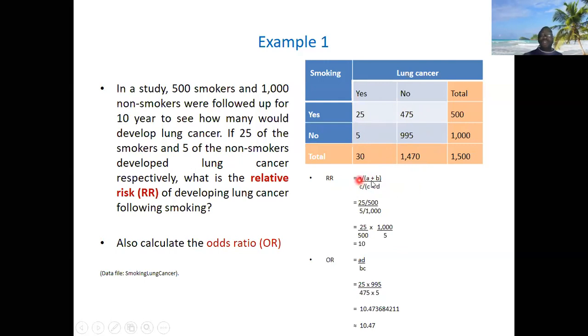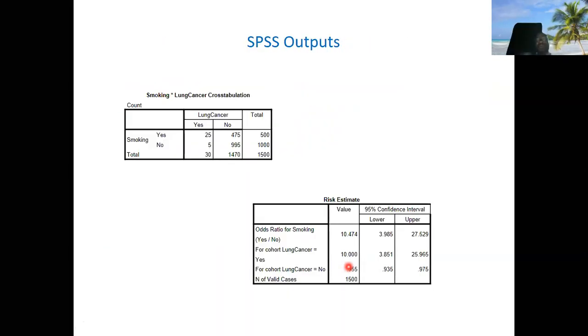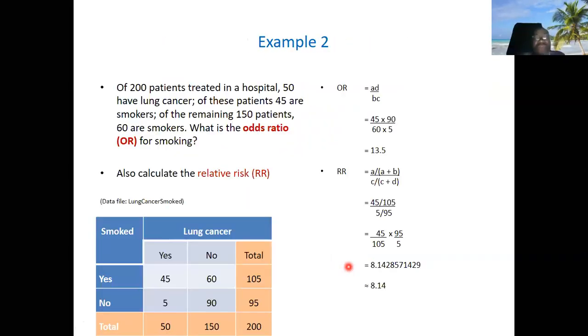So when you now A over A plus B divided by C over C plus D, if you substitute now, it gives you this, and if you change division to times, the numerator changed to denominator here, and it gives you 10. The relative risk is 10. This other one just calculates the odds ratio, but leave that one. We explain the calculation of the odds ratio in the other example.